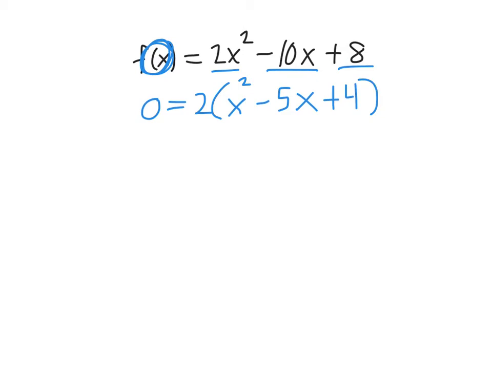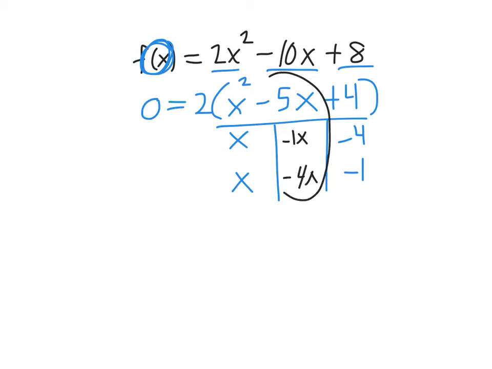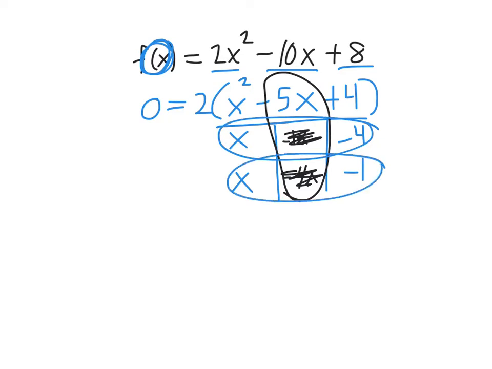Now, I can leave the 2 on the side, and I can just factor this because it's in simpler terms. You see? So here I have x times x. Over here I have negative 4 times negative 1. To get that third column, if you cross multiply, negative 1x plus negative 4x does in fact give you negative 5. So my factors are x minus 4 and x minus 1. So this is how you would write it.